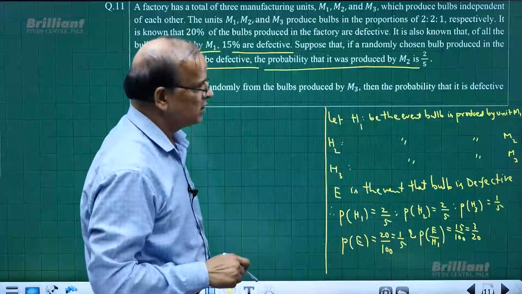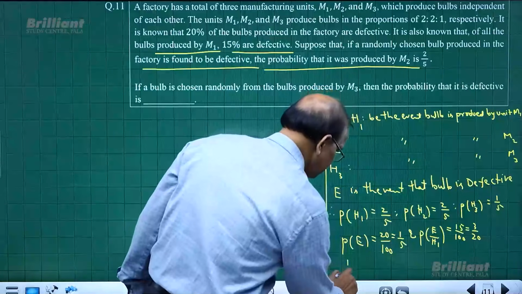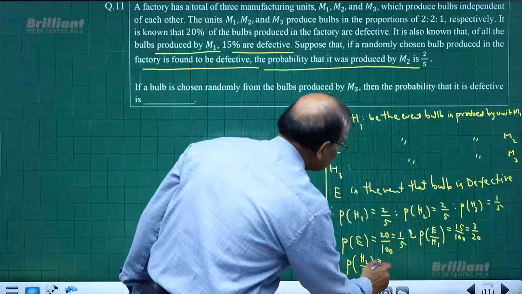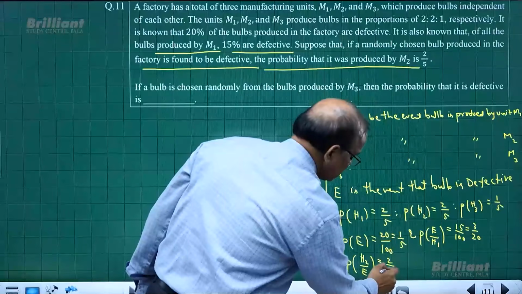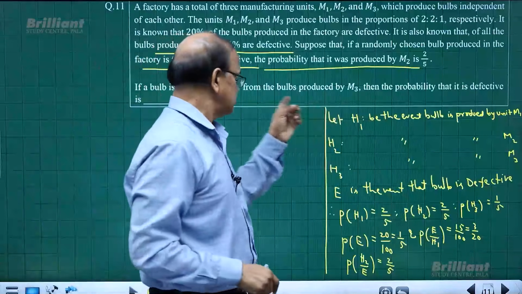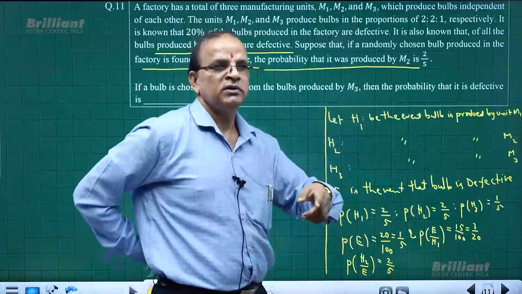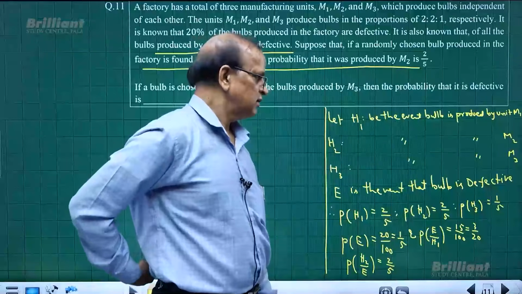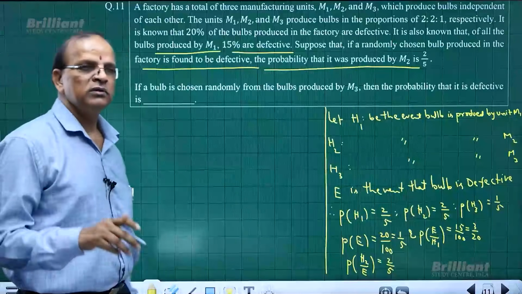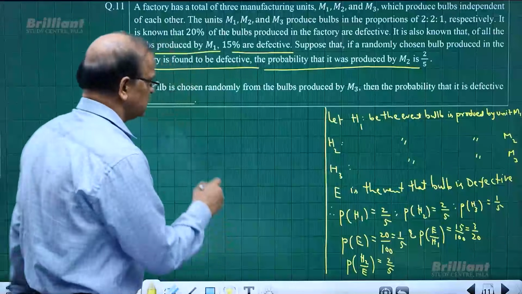That means probability of H2 by E is given as 2 by 5. Yes, he is asking what is the probability for M3: the chosen bulb is produced by M3, that is E by H3, we want E by H3. Okay, so now by using the total probability theorem, P of E we can write.